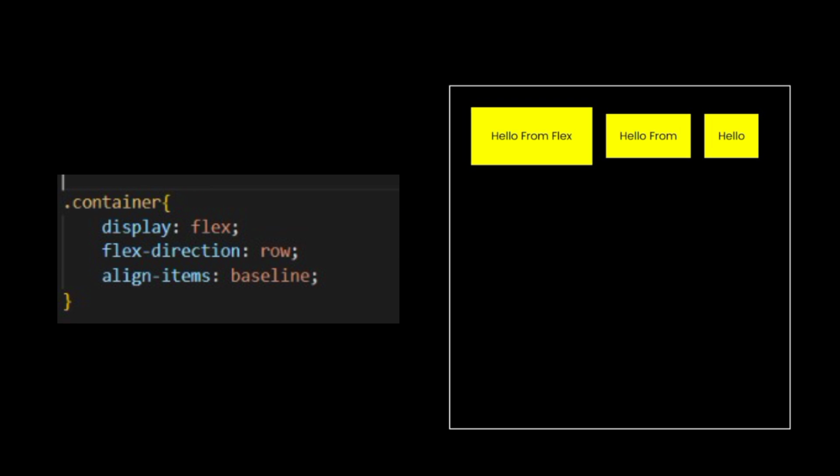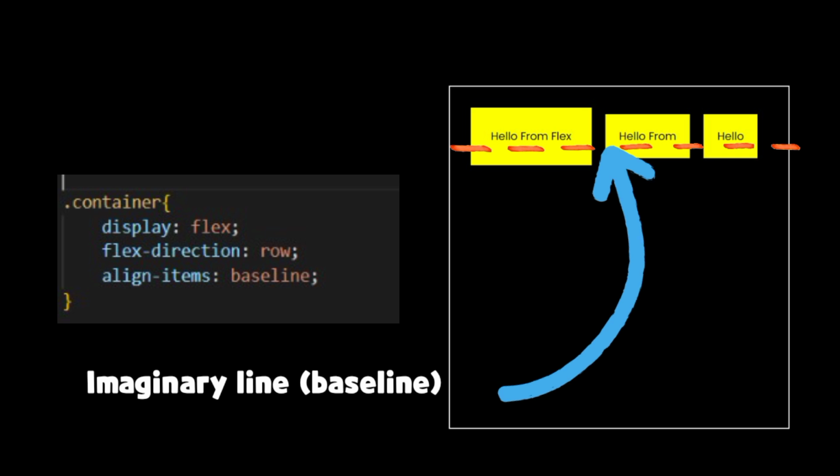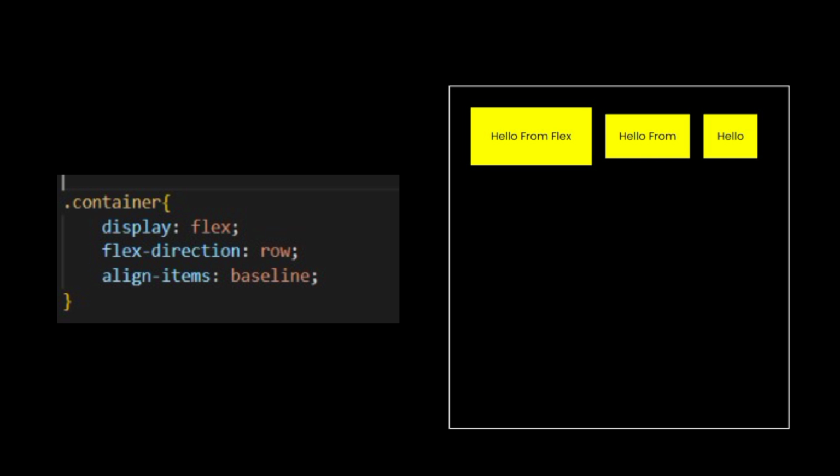So there are two more values that align items take, and those are baseline and stretch. Now this value aligns the items such that their baselines align. The baseline is an imaginary line upon which the text within the boxes rests. So when aligning items to the baseline, the item with the largest text or content will determine the baseline for the entire row or column. So this is useful when working with text heavy layouts and where you want the text to align nicely.